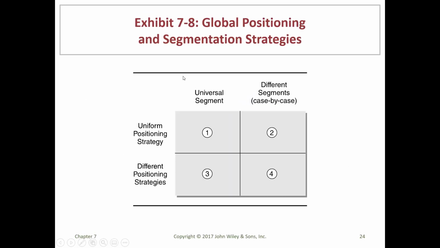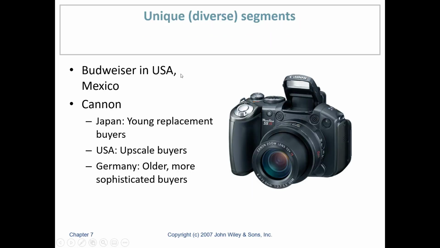I will talk about positioning in a minute, but now let's think a little bit about some unique or diverse segments. We have Budweiser, and they have quite different positioning in the USA than they do in Mexico. For example, in the US, they're seen as a common, all-purpose, very American beer. And in Mexico, they've sold themselves as more of a foreign beer aimed at affluent consumers.